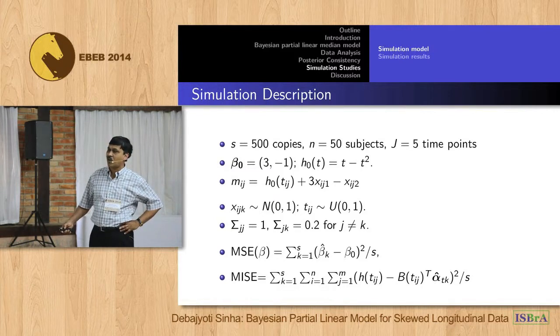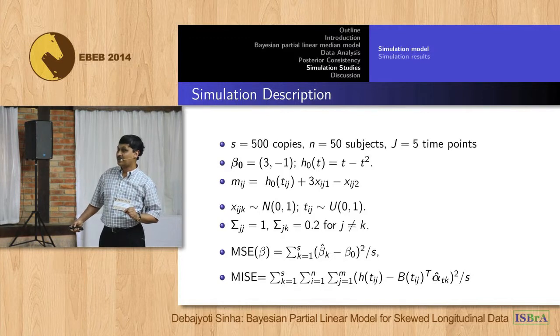If you look at it, it's sort of like a mean square error, but you are looking at the difference between the true function, which of course is known in a simulation study, and the estimate, over all of the time points where you have observations. And if this is small, that means you are doing well.